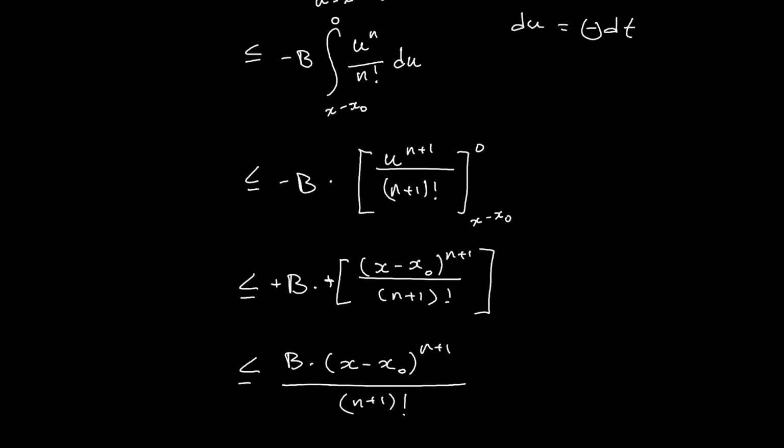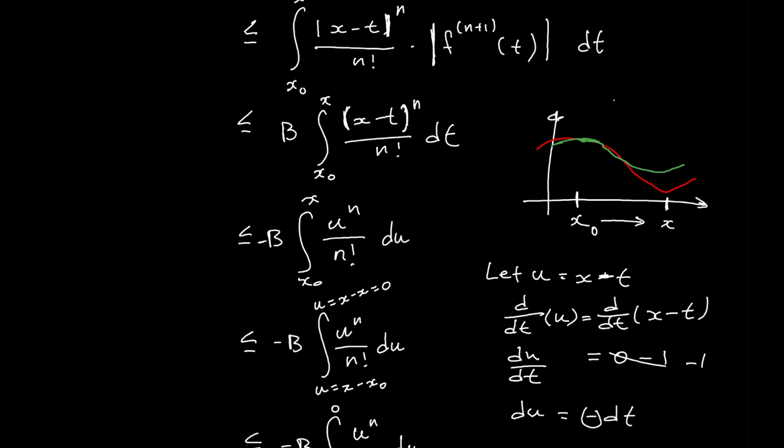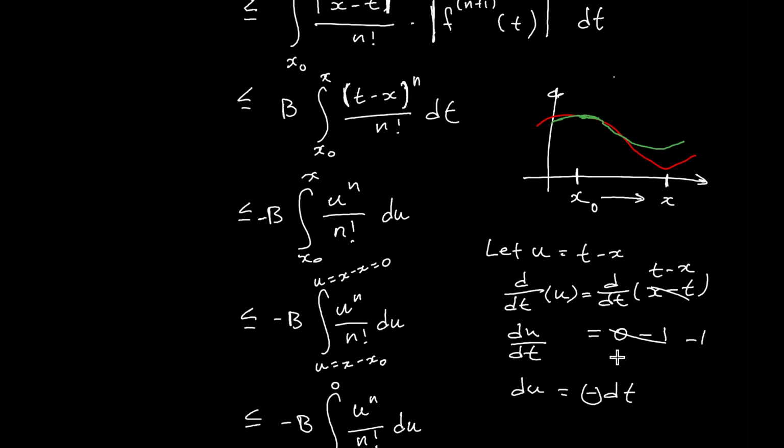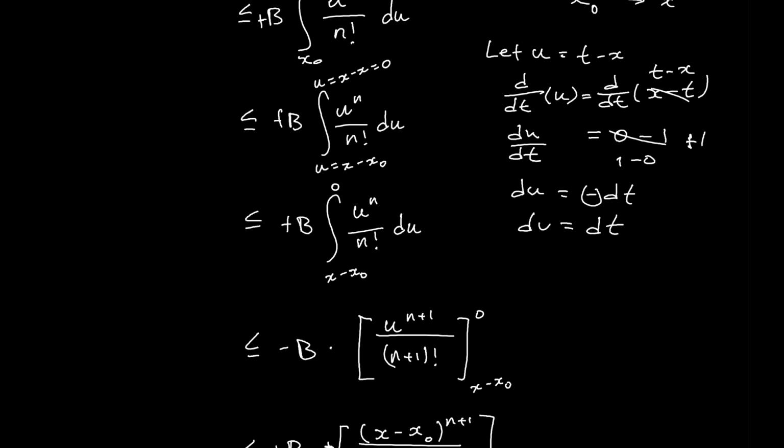Now, this is all under the assumption that x minus t is positive. What if it's negative? Then instead of x minus t, we can write it as t minus x. So now u becomes t minus x. And then the derivative with respect to t of t minus x is actually just going to be 1 minus 0. So it's going to be positive 1. So du is going to equal positive dt. So that means there's going to be no need for the negative here, all the way down. It's all going to be positive.